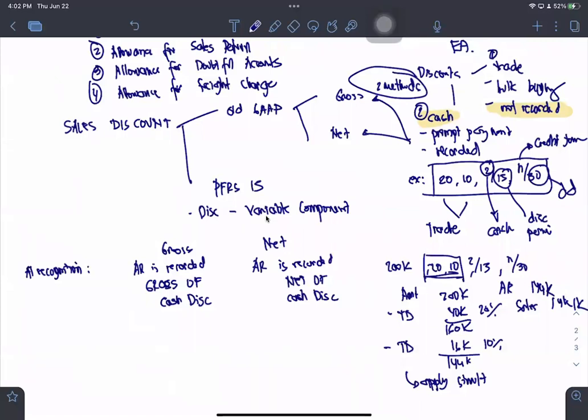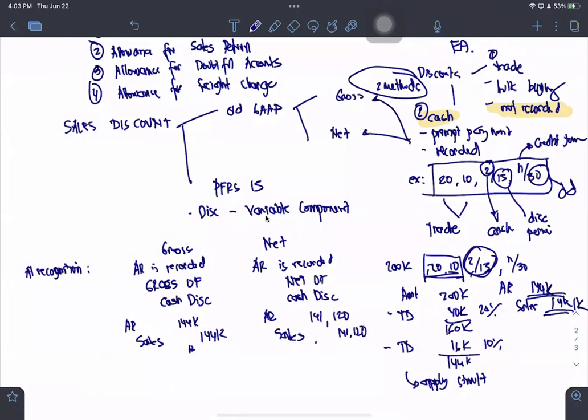So using our example, what is our example? We have here 144,000 AR and sales, and we have here a 2% discount. So if we are to record it using gross, your entry is a debit to AR and a credit to sales at 144,000. How about under your net? Under your net, you will now record it net of the discount. So debit AR, credit sales, 141,120.